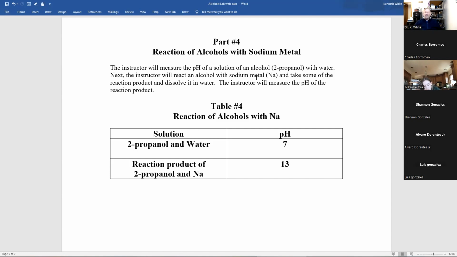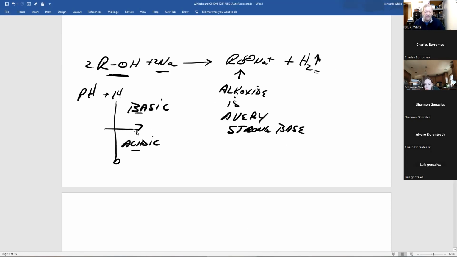Then after it's all finished, I take with an eyedropper some of the solution that I created with the alcohol and sodium metal, put it in water, and measure the pH. And lo and behold, the pH is 13 now. So that means there's been a significant change in the pH. Let me remind you, when the pH increases, you're dealing with a base. When the pH decreases, you're dealing with an acid. And going from 7 to 13, well, I'll let you figure that out. I don't want to give it away.